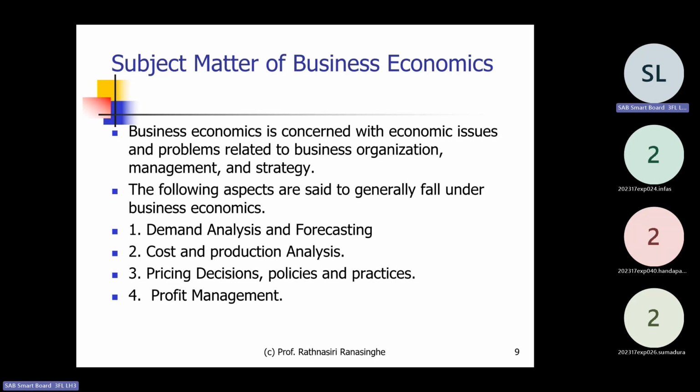So firms need to produce maximum output by minimizing cost. When it reaches the maximum output level, the cost factor is also very important, and we need to analyze it. Production is also very important. And pricing decisions, profit management, and investment, those are the areas that we focus on in business economics.